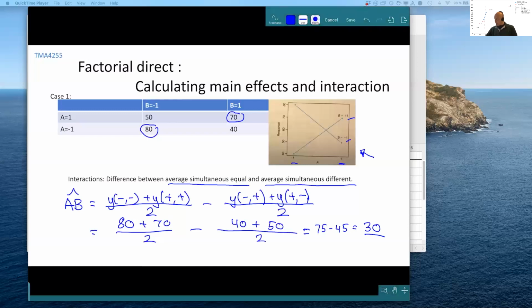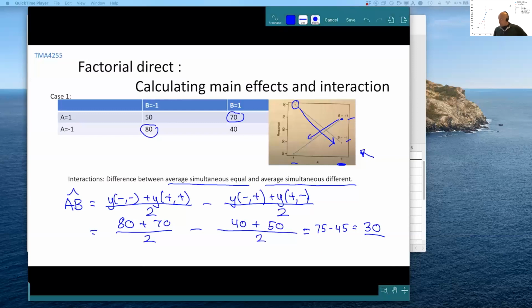And we see that when both are minus, we get very high values, but when we go to a different A, it goes down. And simultaneously, when they are simultaneously high, we get this one. And then when they change, so when A goes to negative, we go down again. So this difference causes an interaction.